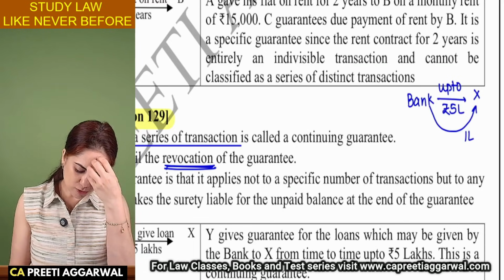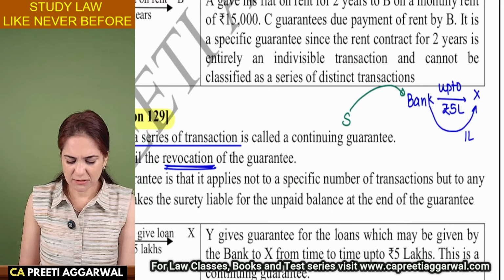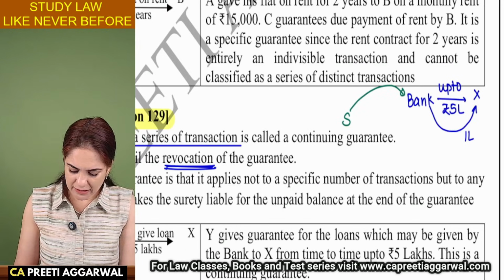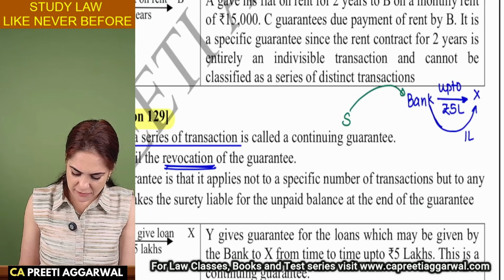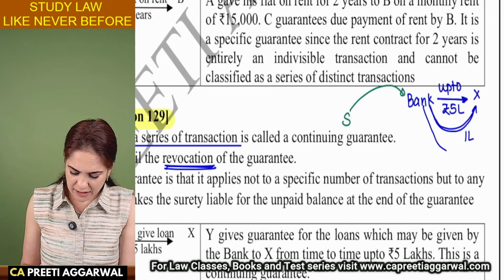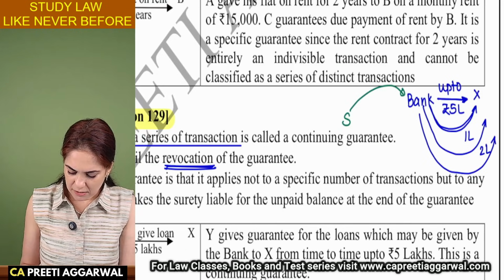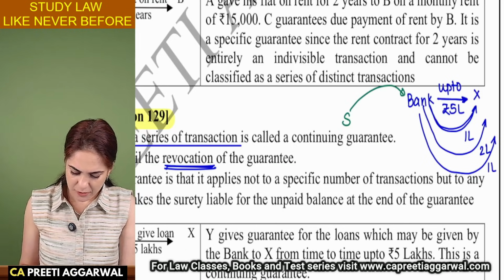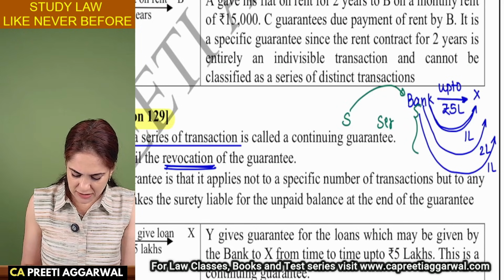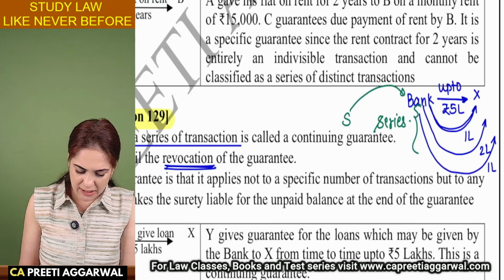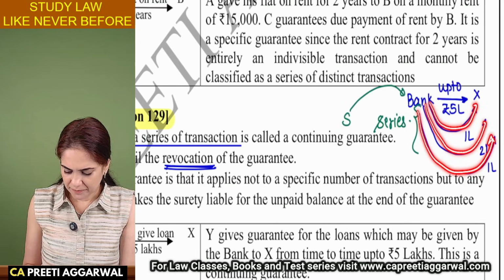Okay, and let's also bring in a surety. S acts as a surety. So the bank agrees to give him loan up to 5 lakhs. So first he gives 1 lakh, then he gives 2 lakhs, then he gives another 1 lakh. So these form a series of transactions. Each amount given is a separate contract.